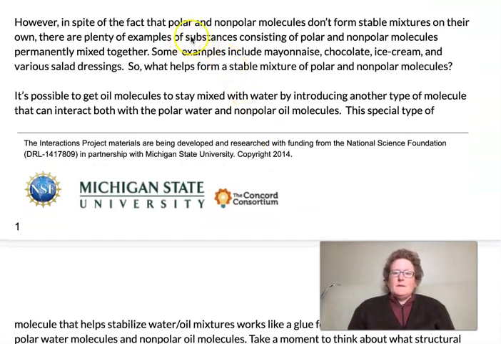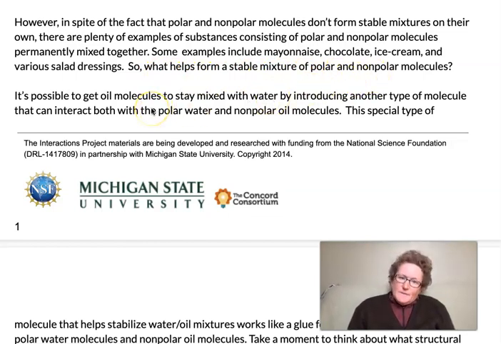However, despite the fact that polar and nonpolar molecules don't form stable mixtures on their own, there are plenty of examples of substances containing polar and nonpolar molecules permanently mixed together. Some examples include mayonnaise, chocolate, ice cream, various salad dressings, and a lot of baked goods. So what happens when you form a stable mixture of polar and nonpolar molecules?